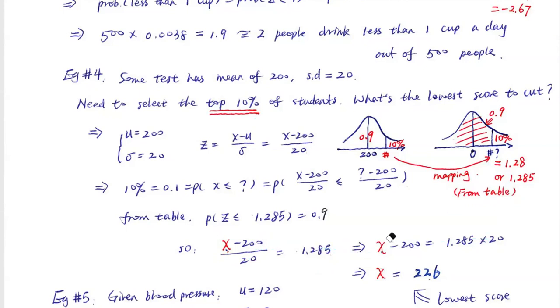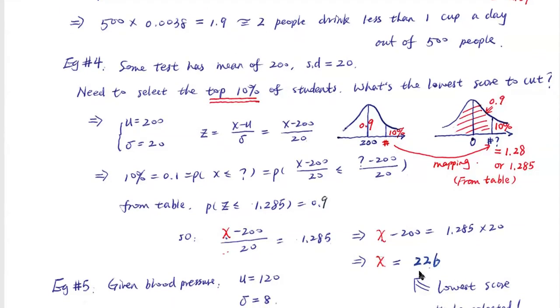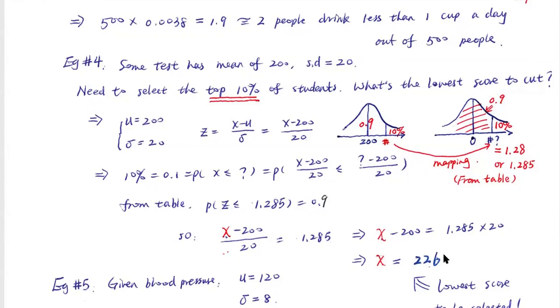So we can answer that the cutoff point for the top 10% is 226. What does that mean? That means anybody beyond 226 is in the top 10%. Everybody, follow me? So this kind of question, on the homework, on the exam, I can easily change those numbers.